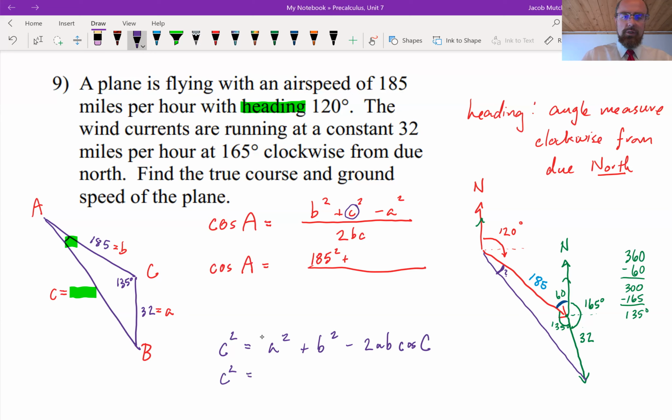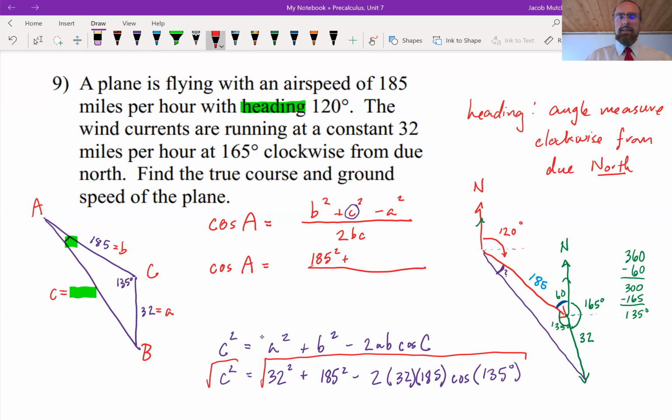So that's going to be A squared is 32 squared, B squared is 185 squared, minus 2. So then you always multiply times those values to the first power, not squared. So 2 times 32 times 185 times cosine, and I am in luck, of 135. And then the last thing to do to solve for C here is take the square root. So I'll take the square root, and that's what I want to put in the calculator. So we'll solve for C quickly because that's the piece we need just now.